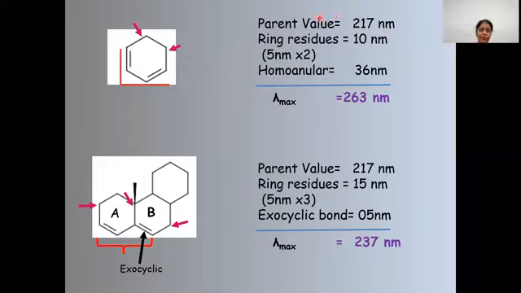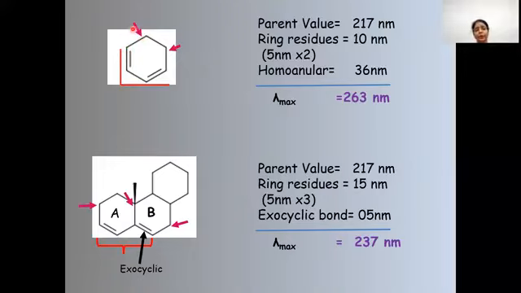Ring residue, that means a single bonded carbon directly attached to the double bonded carbon. This is the one double bond. For this double bond, this single bonded carbon atom is present. Same here, with the double bonded carbon atom, this single bonded carbon atom is present.